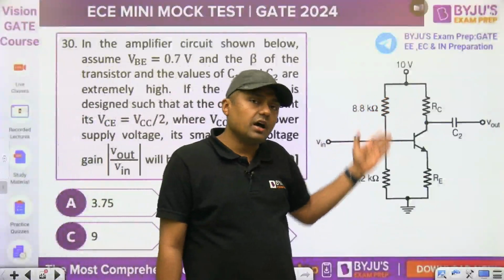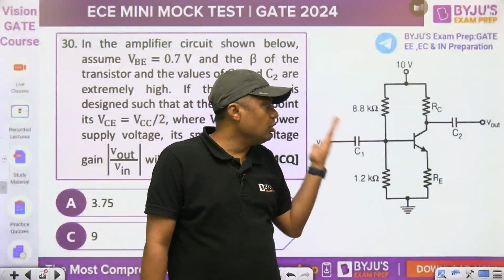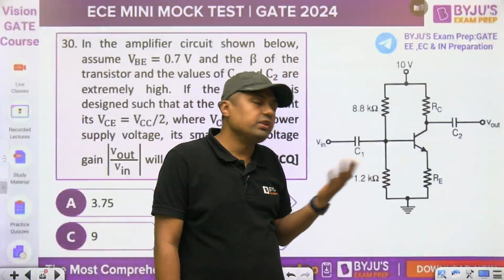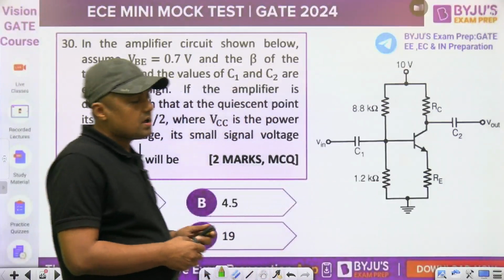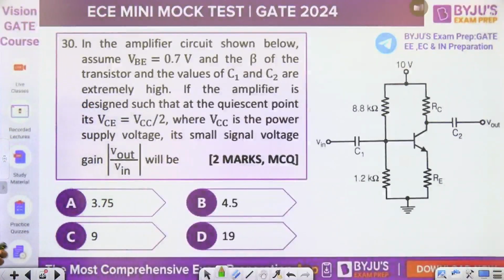RC is not given, RE is not given, and a voltage gain is required. Then how can we find the voltage gain here? Okay, now try to understand. Small signal voltage gain, as you know. Now please try to solve first of all. This is a mock test. Take your time, 1 minute. Draw the diagram on your copy.